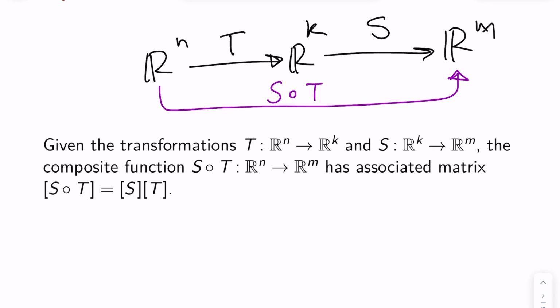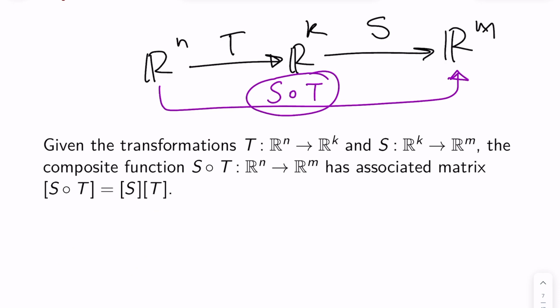In the same way, these matrices here have particular dimensions. So what this result says is that the matrix associated to this composition is the same as the matrix associated to S multiplied by the matrix associated to T. So this matrix you could calculate directly from the transformation. These ones you can calculate from the individual transformations, and then you do multiplication of matrices.